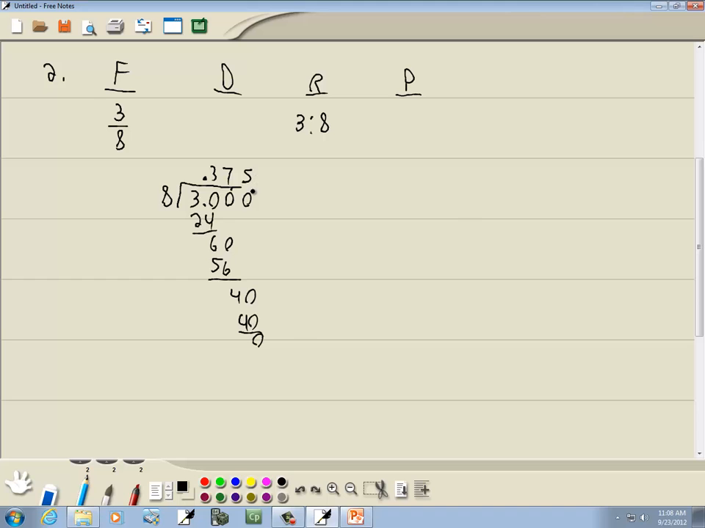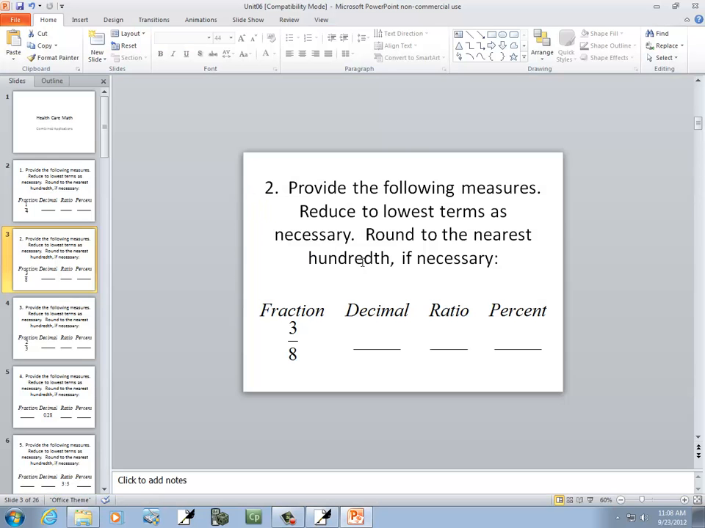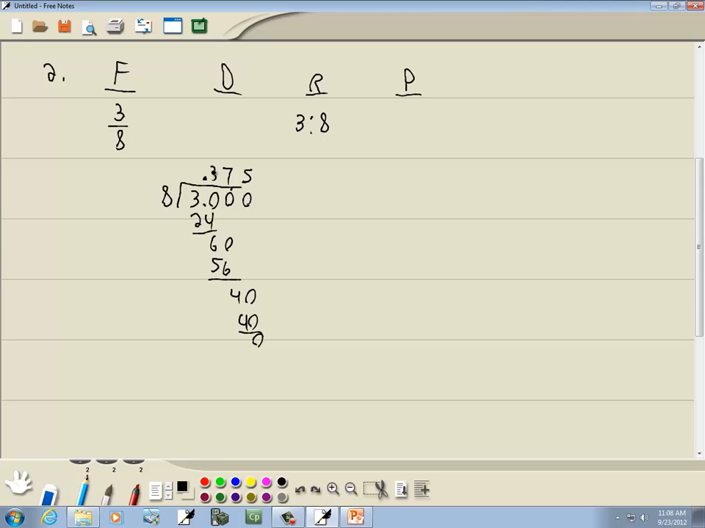So that's our decimal, but it does say to round to the nearest hundredth. Well, this is a tenths place, this is a hundredths place. Since it's 0.375, the digit to the right of the hundredths is 5 or greater, so it means we're rounding up. So this will be 0.38.